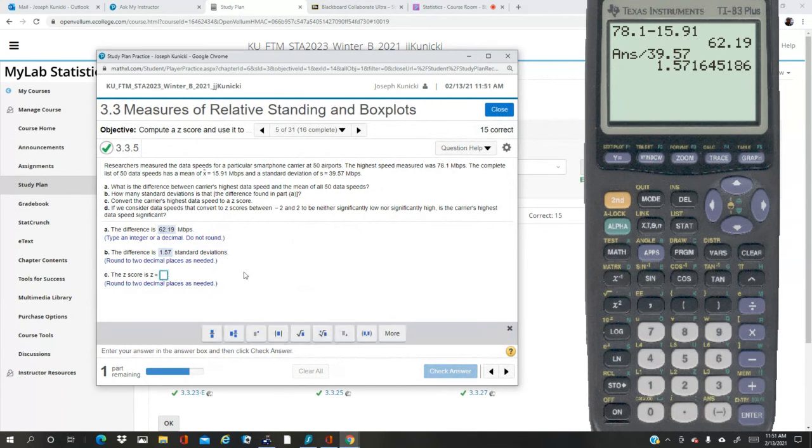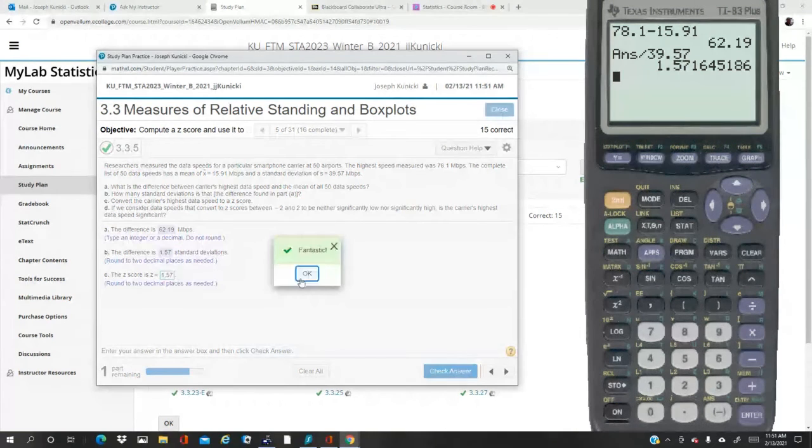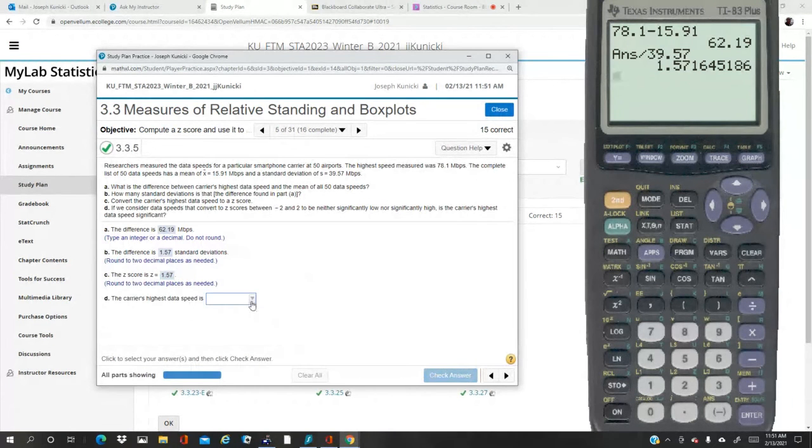That is the z-score. They're just trying to trick us. The number of standard deviations from the mean is the z-score. That's exactly what the definition is. So they just want to make sure you know that. The carrier's highest data speed.